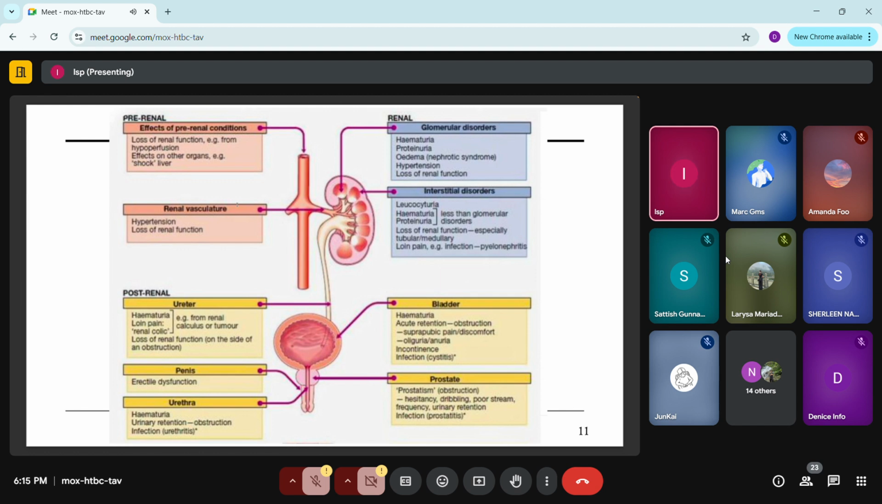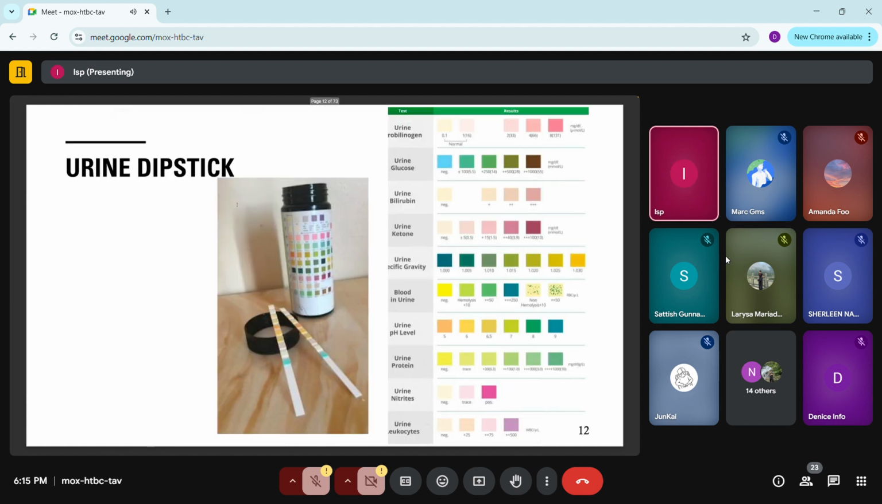Okay, so we skip these slides first. We have another slide talking about the causes of kidney injury. Okay. So what investigation can you do on the kidney disease patient?